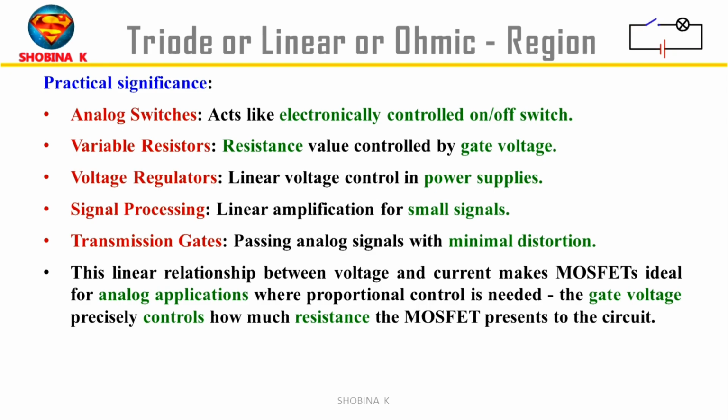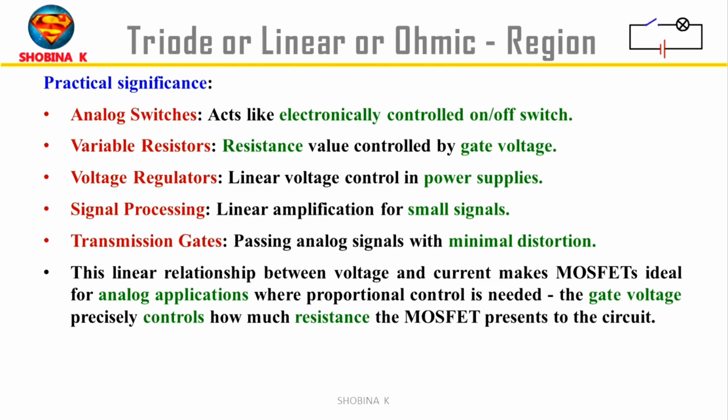Next, it is used in power supplies to provide smooth voltage control because the MOSFET adjusts the current based on input and load conditions. After which, it is ideal for amplifying small signals in analog circuits. That is, the current changes smoothly with voltage, which helps in clean amplification.